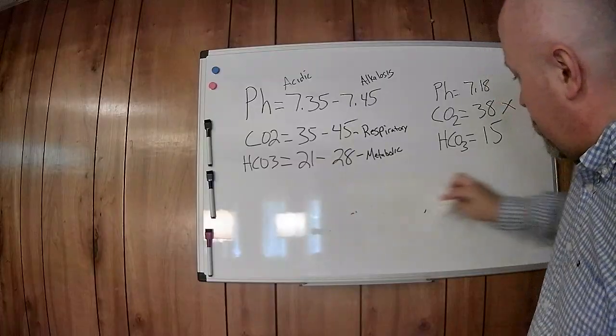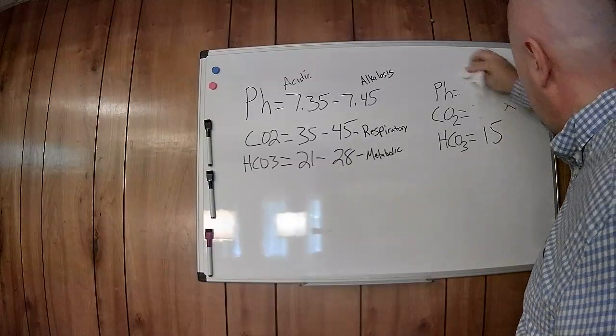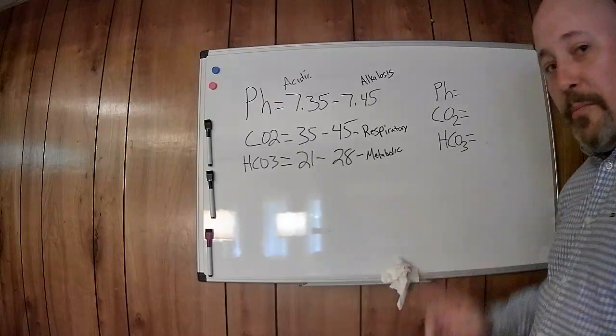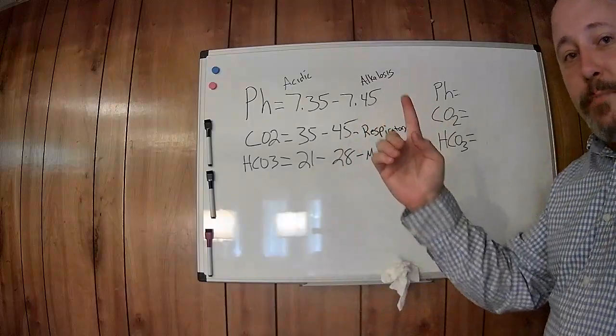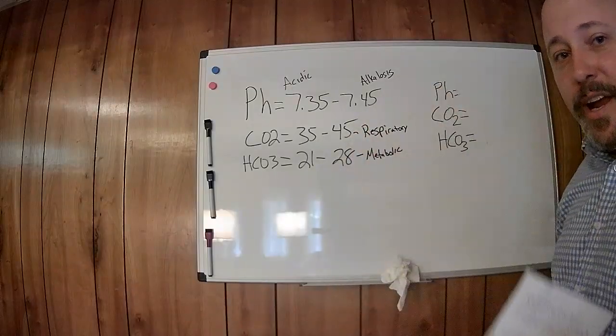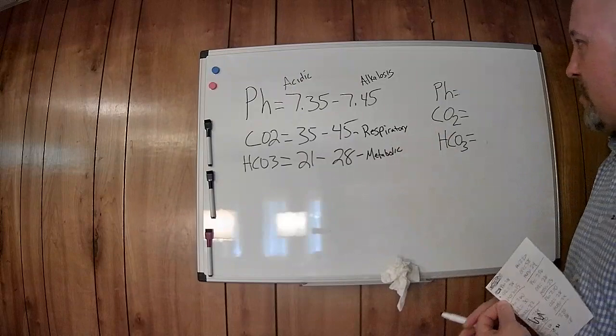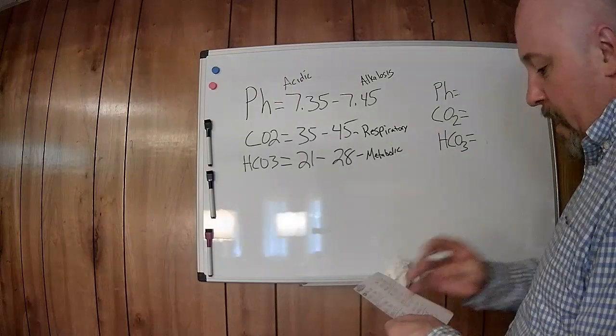Let's do another one. The ROME method has you remember respiratory opposite, metabolic equal. You're memorizing which way arrows are turning. It doesn't need to be that hard. Let's do our second one.